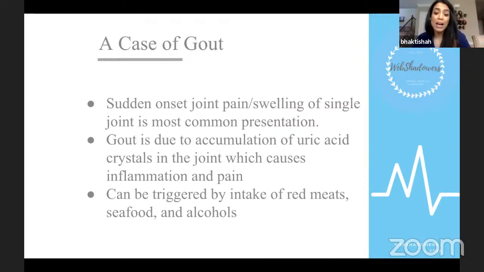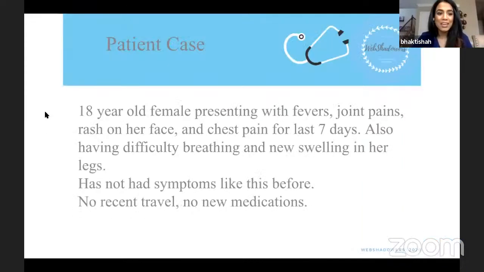It is triggered by red meat, seafoods, and alcohol, because when your liver metabolizes these products, the breakdown is a purine, and purines lead to the production of uric acid. And gout is actually one of these rheumatic conditions that we see more commonly in men, less commonly in women, but I have plenty of female patients that have gout also.